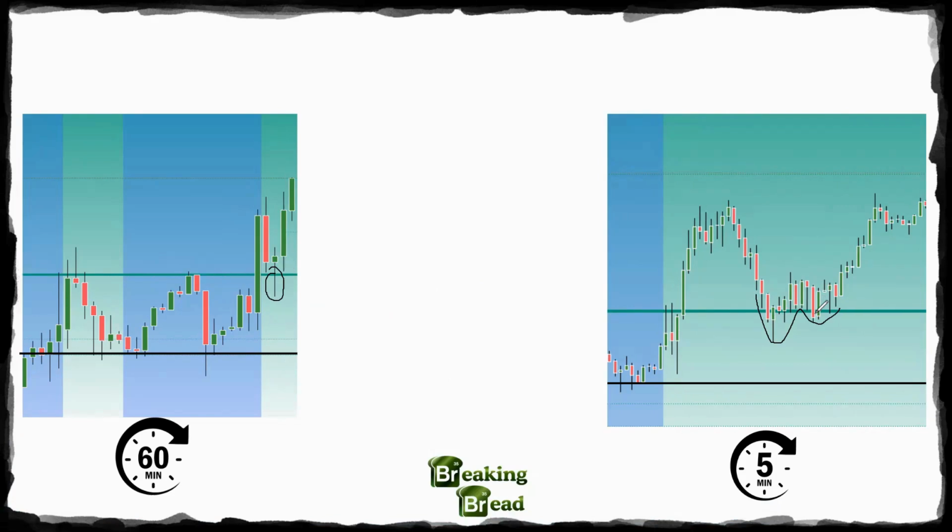Now, when I tell you guys to not ignore structure, this is what I mean. And this is how we build confluence. Because not only are we getting a break and retest on this higher time frame, if we look at the lower time frame, price ranged here, right? It created a little range here. So you can see price came inside this range and started making its way back out of this range, right?